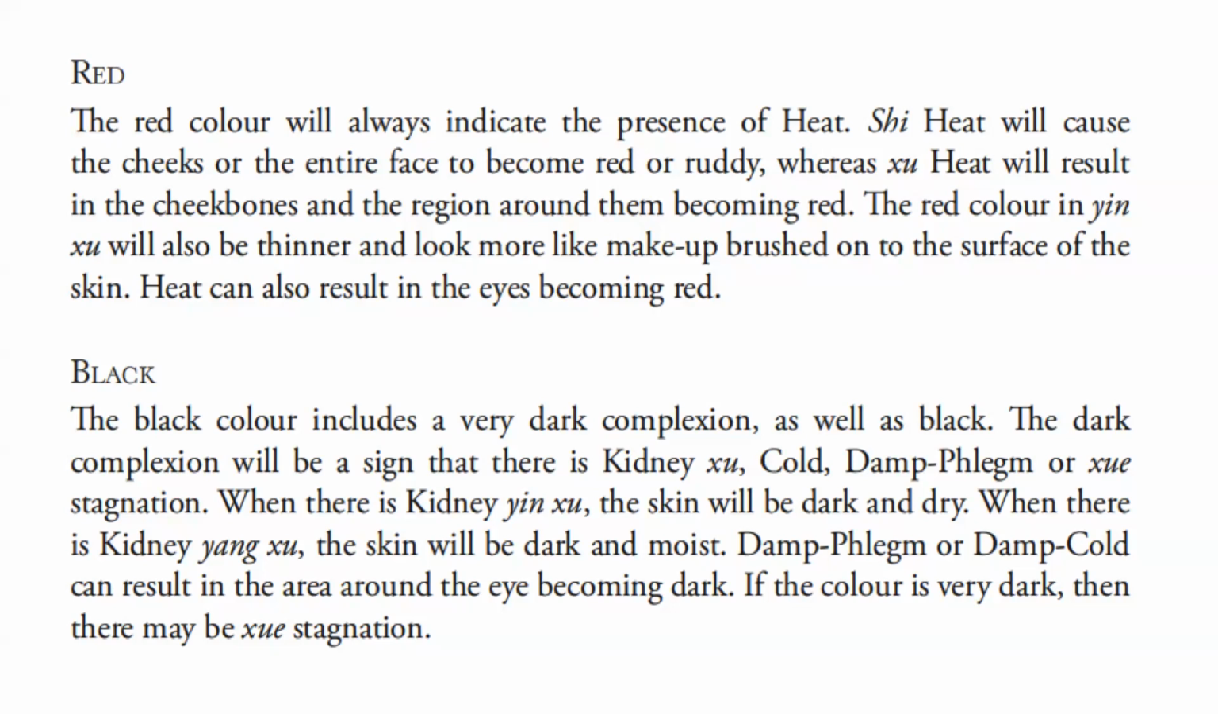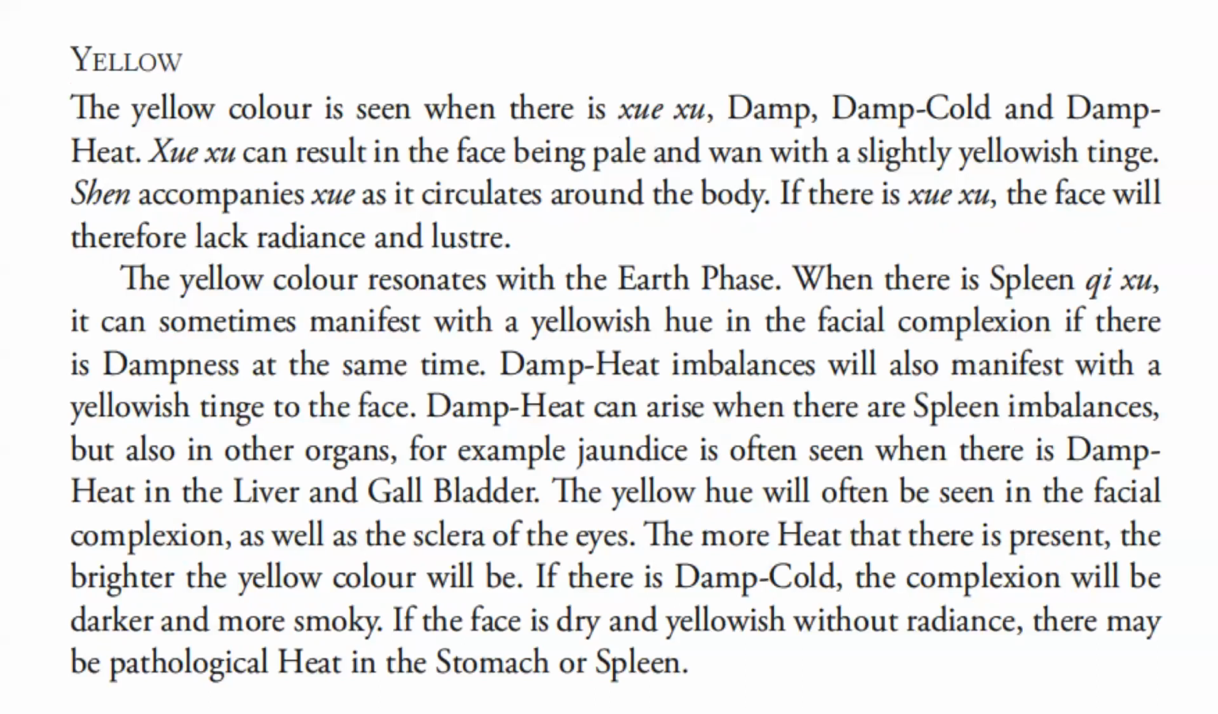Damp phlegm or damp cold can result in the area around the eye becoming dark. If the color is very dark, then there may be blood stagnation. Next, we have here the yellow color. The yellow color is seen when there is blood deficiency, damp cold, and damp heat.